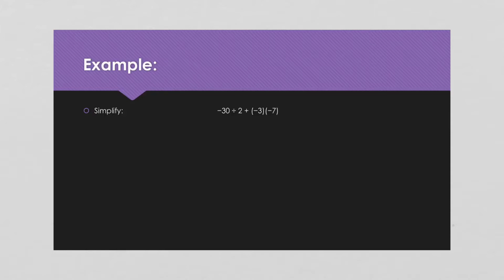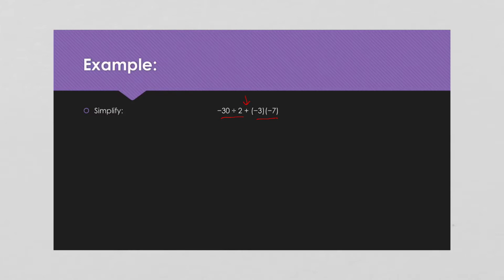We're getting lots of practice with order of operations here. So now here's what we've got in this problem. We've got negative 30 divided by negative 2. We have addition right there, and then we've got a negative 3 times a negative 7. And notice how those two underlines don't overlap each other. So I can do those in the same step.